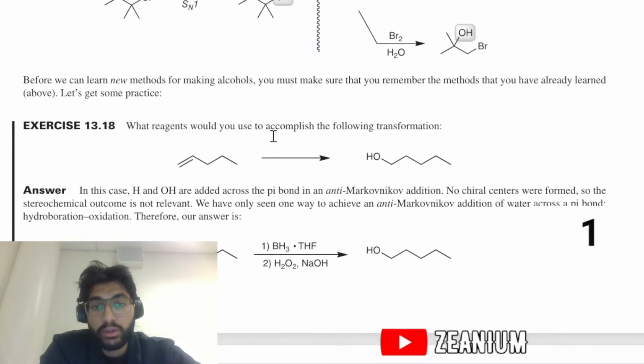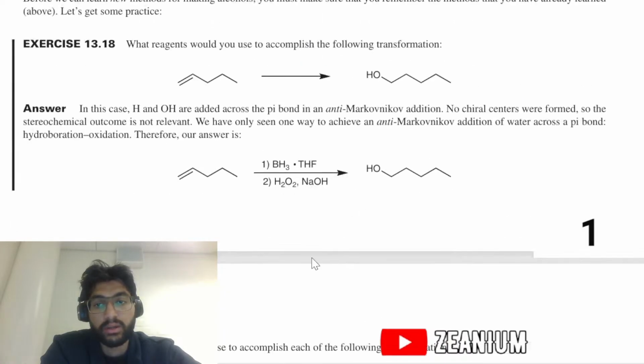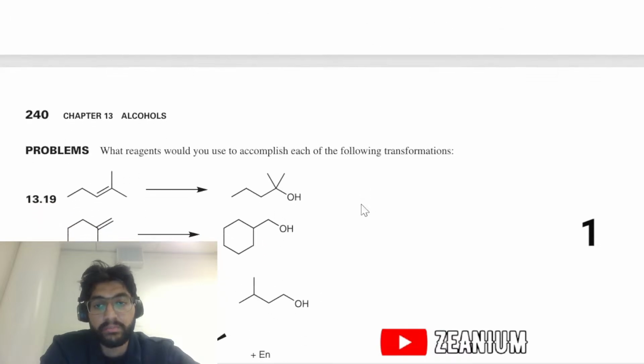What reagents will you use to accomplish the following transformations? This alcohol goes to the less substituted part of the molecule, so I will use this one. In this case, H and OH are added across the pi bond in an anti-Markovnikov addition. No chiral centers were formed, so the stereochemical outcome is not relevant. We have only seen one way to achieve an anti-Markovnikov addition of water across a pi bond: hydroboration oxidation. Therefore, our answer is hydroboration oxidation.